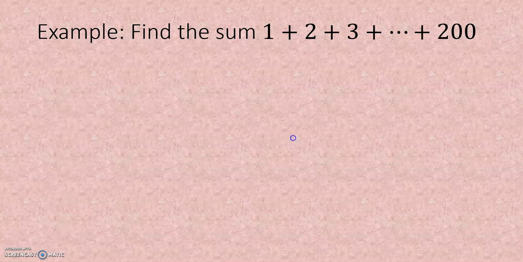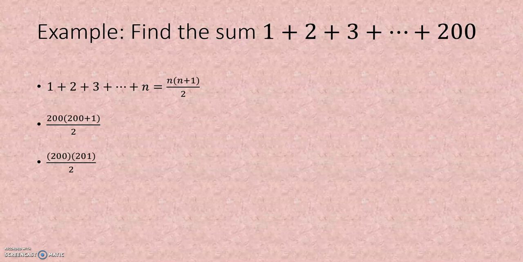Find the sum of the counting numbers up to 200. There's our formula, n times n plus 1 divided by 2. Substitute: 200 times 201 divided by 2. 40,200 divided by 2 is 20,100.